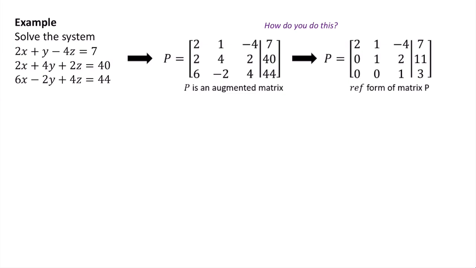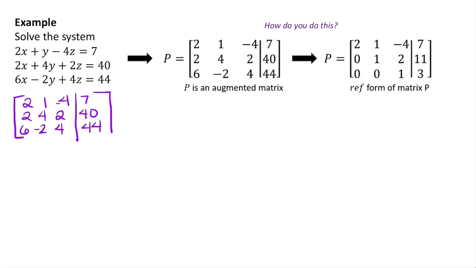Okay, so let's start off with our original matrix. Okay, so I'm just going to copy it here. So we have 2, 1, negative 4, and then 7, 2, 4, 2, 40, and 6, negative 2, 4, and 44. Okay, so my first step, like I said, is I want to form 2 zeros in column 1.